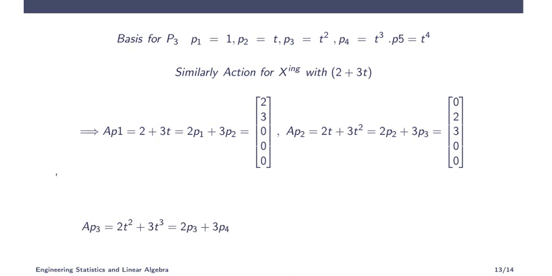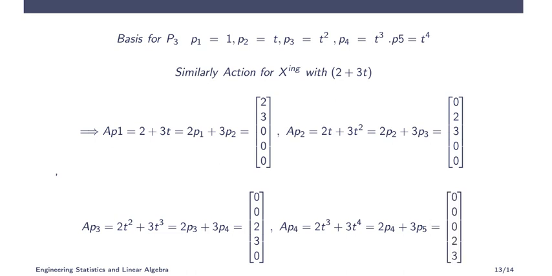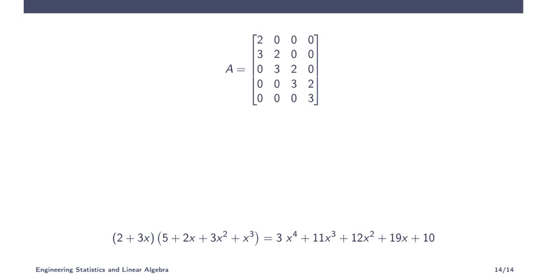Now AP3 you can predict: 2t square plus 3t cube, because t square into 2 plus 3t gives 2t square plus 3t cube, so t square is P3 and t cube is P4, so it will be 2 P3 plus 3 P4. The coefficient of P3 is 2 and the coefficient of P4 is 3, so you write it as 0 0 2 3 0. And the last one, AP4, will be 2t cube plus 3t^4, and it will be 2 P4 plus 3 P5, and can be written as 0 0 0 2 3, similar to these operations. Now the matrix A is 2 3 0 0 0, 0 2 3 0 0, 0 0 2 3 0 and 0 0 0 2 3.